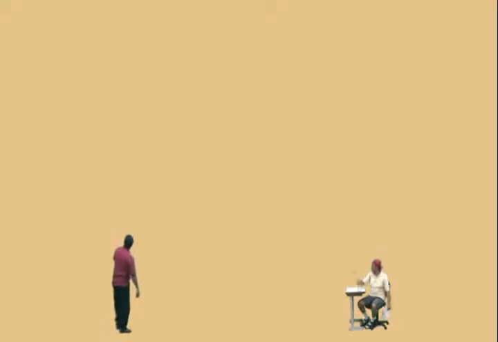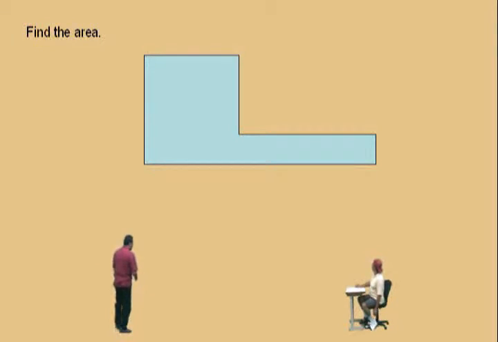Hey, Charlie, you ready to go? We're doing your favorite subject. It's finding area. Oh, yeah, he likes these, doesn't he? All right, Charlie, quit fooling around. Here we go, right here. Here's our first figure right here. Okay, Charlie.